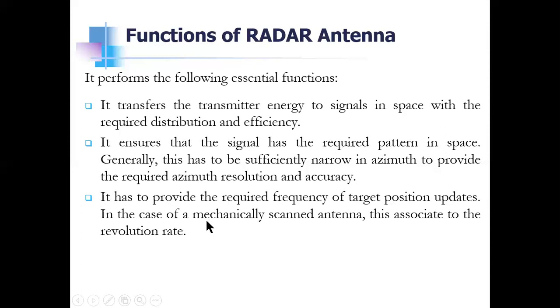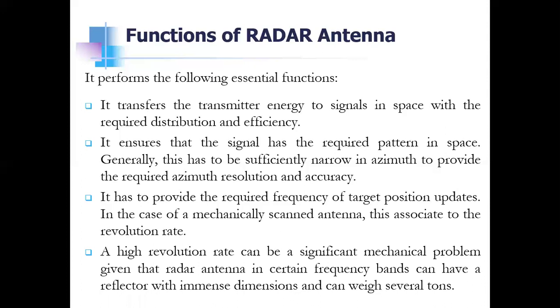Usually if the antenna is mechanically scanned, mechanical in the sense by some operator or some device at the receiving section, in such a case, this is associated to the revolution rate. Some antennas revolve, right? For example, conical scanning antenna, they have a particular revolution, right? So there should be a rate of revolution to be maintained, and that should be done by the radar antenna.